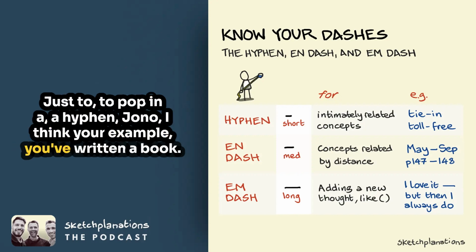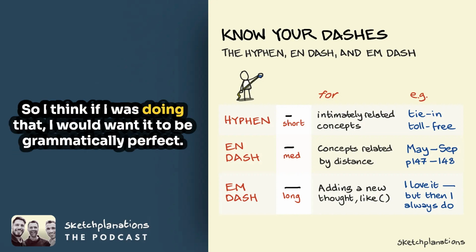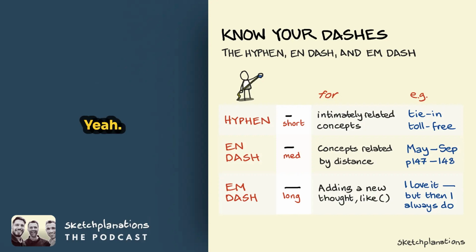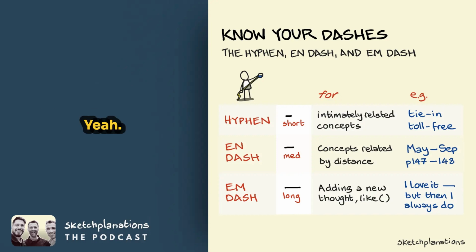Jono, I think your example, you've written a book. You've had a book published and printed thousands and thousands of times over. So I think if I was doing that, I would want it to be grammatically perfect. Yeah, you do. And like Tom, your makeup example is quite reasonable as well.